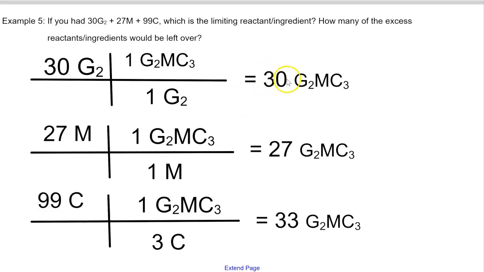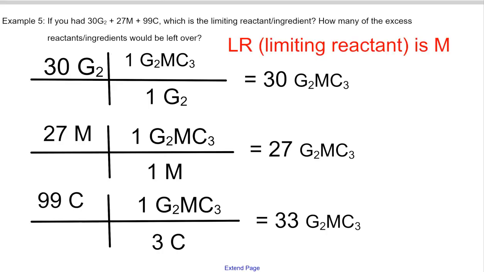And here I would produce 30 s'mores if I start with 30 graham crackers. I could produce a max of 27 s'mores if I have 27 marshmallows. And I could produce a max of 33 s'mores if I had 99 chocolate pieces. So let's talk about which one's our limiting reactant. Our limiting reactant is marshmallow because it only makes 27, right? So that would be a limiting reactant, or the thing that's used up. Once I have no more marshmallows, I can't make those treats anymore, not following the recipe, at least.